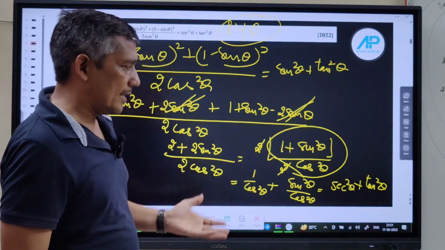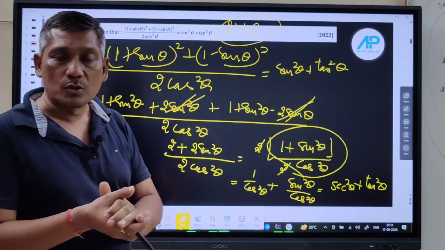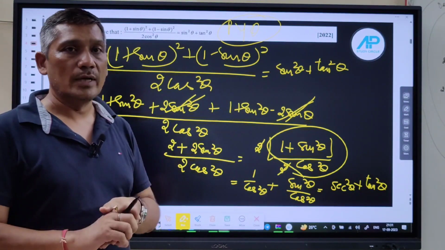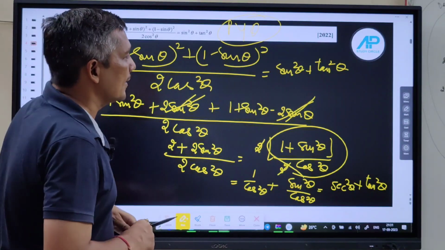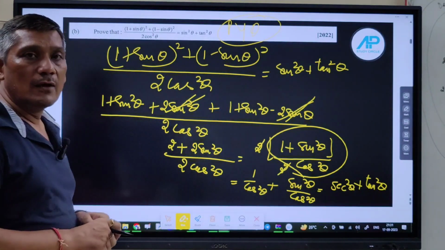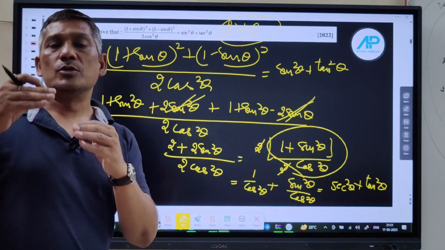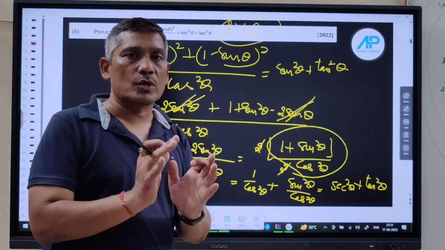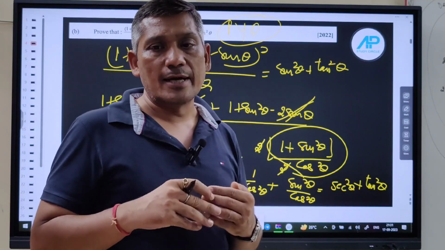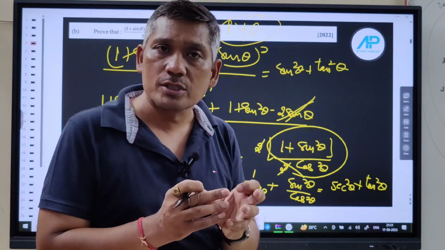1 upon cos square is sec square theta. Sin square upon cos square is tan square theta. You got the answer sec square plus tan square for this. You have done the questions of the previous 2 years, 22 and 23. Now you can judge yourself at what level you are standing. Are you able to crack these questions?